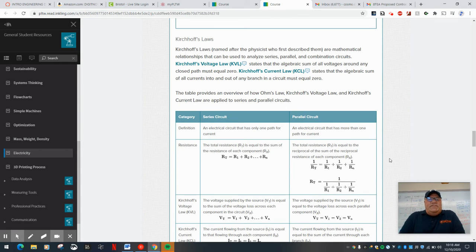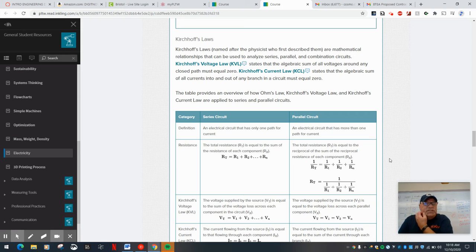All right, now we start to get into a little more heavy-duty detail, and this is Kirchhoff's laws. The laws are named after Kirchhoff, a physicist who first described them and their mathematical relationships. There we go again. I told you, you're going to be mathematical wizards when you get through with this class.